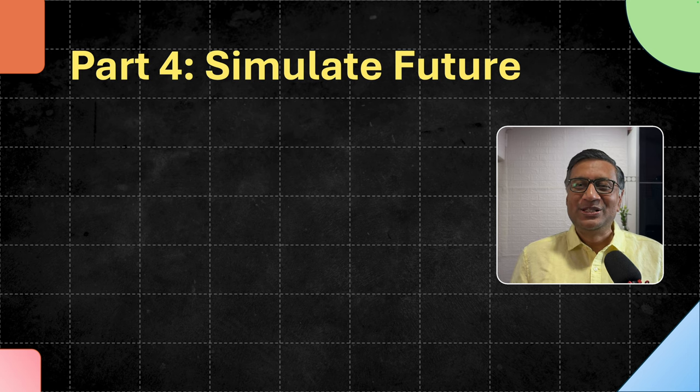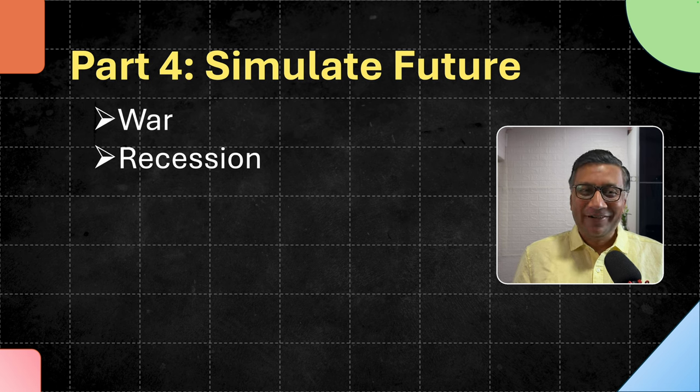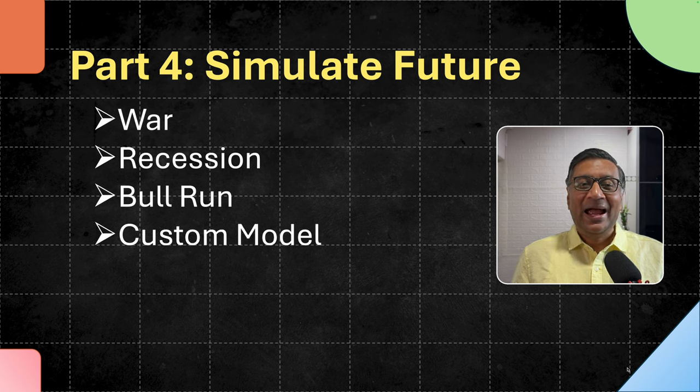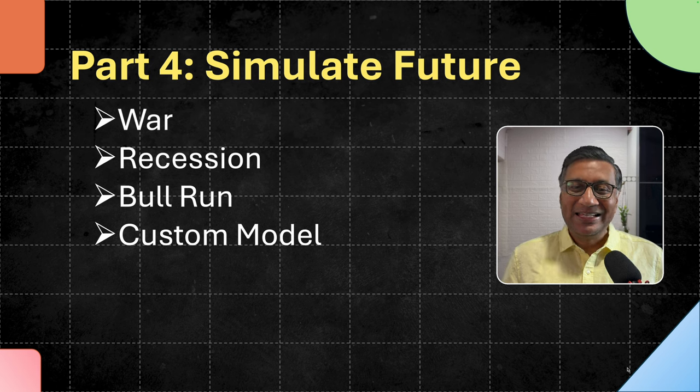In this section, we'll simulate the future. For example, what if there is a war? What if a recession comes over? A bull run continuing for the next 1 year or 2 years, and how to create custom models. For example, if you want to simulate the election results coming up on 4th of June, and you have a thesis that, okay, this government will be formed and this will be the outcome in the economy, then you can tune the model using the custom model and see the outcome.